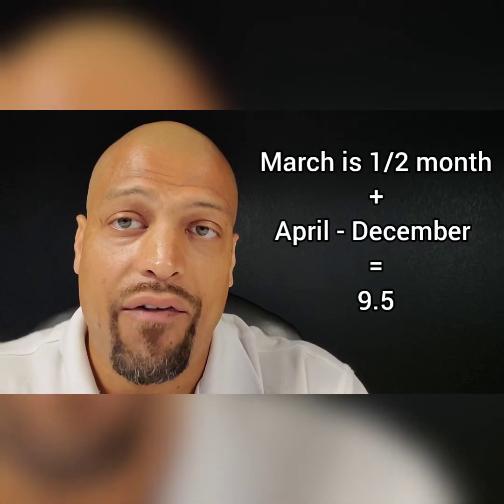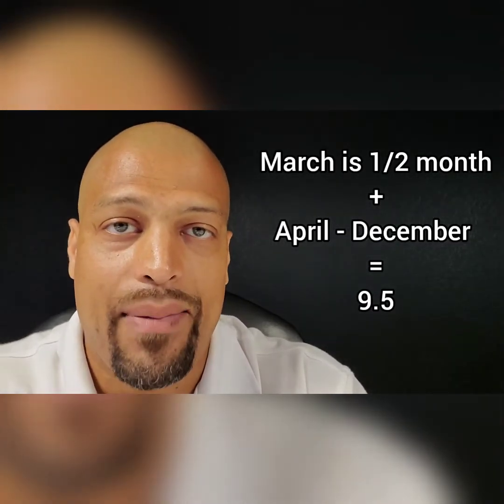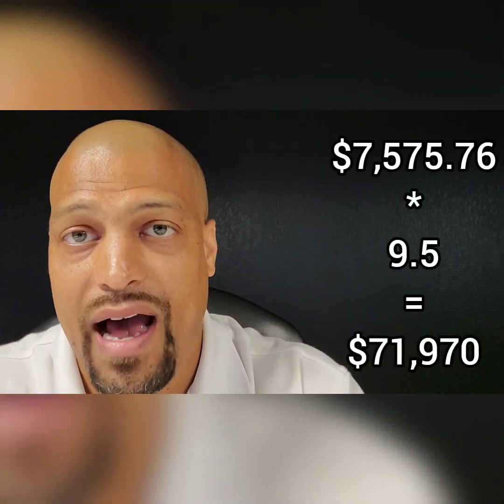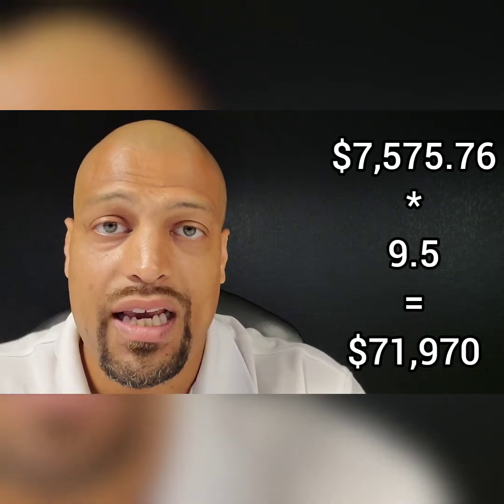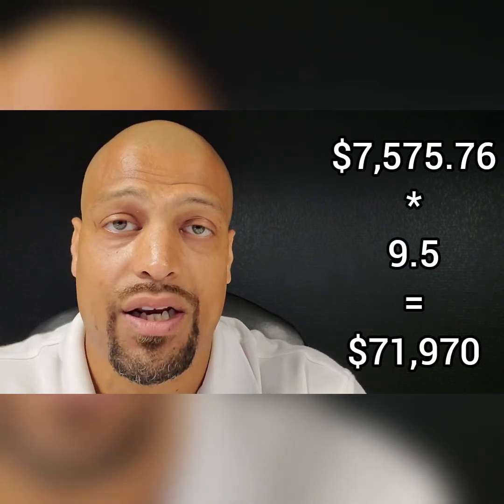During the year of acquisition, multiply the depreciation allowance by the number of months the property was owned in that year of purchase. Include the half month's allowance for March. Therefore, we take the months in use, which is 9.5, and we multiply it by $7,575.76, which equals $71,970 rounded to the nearest dollar.